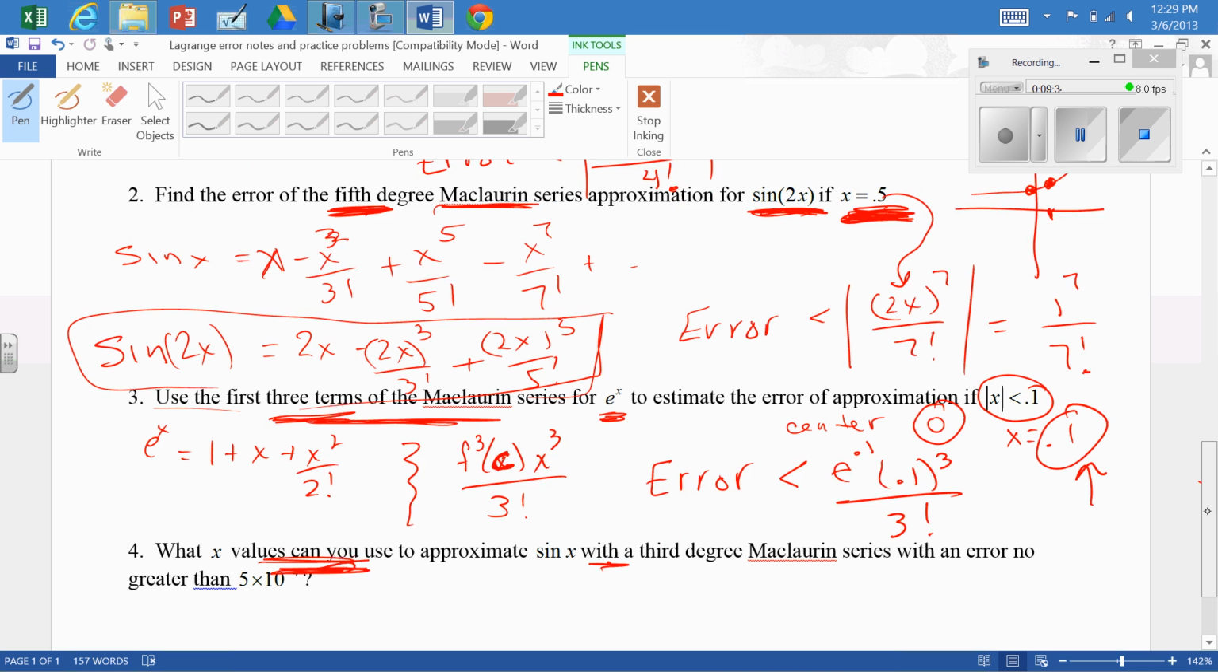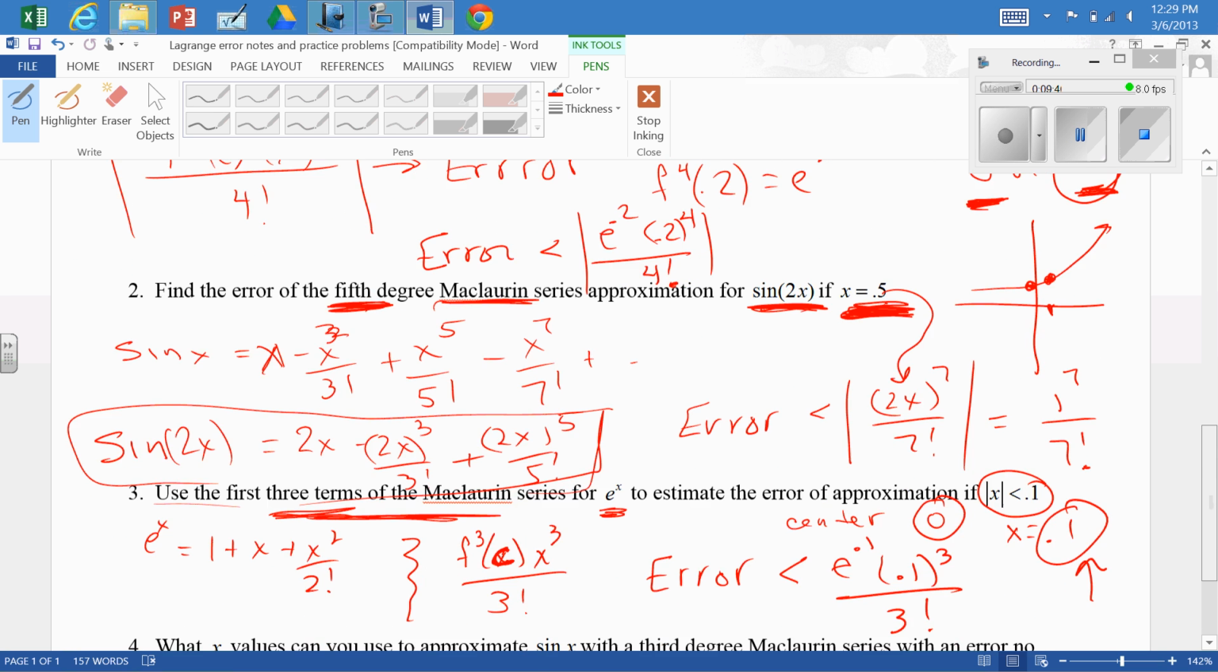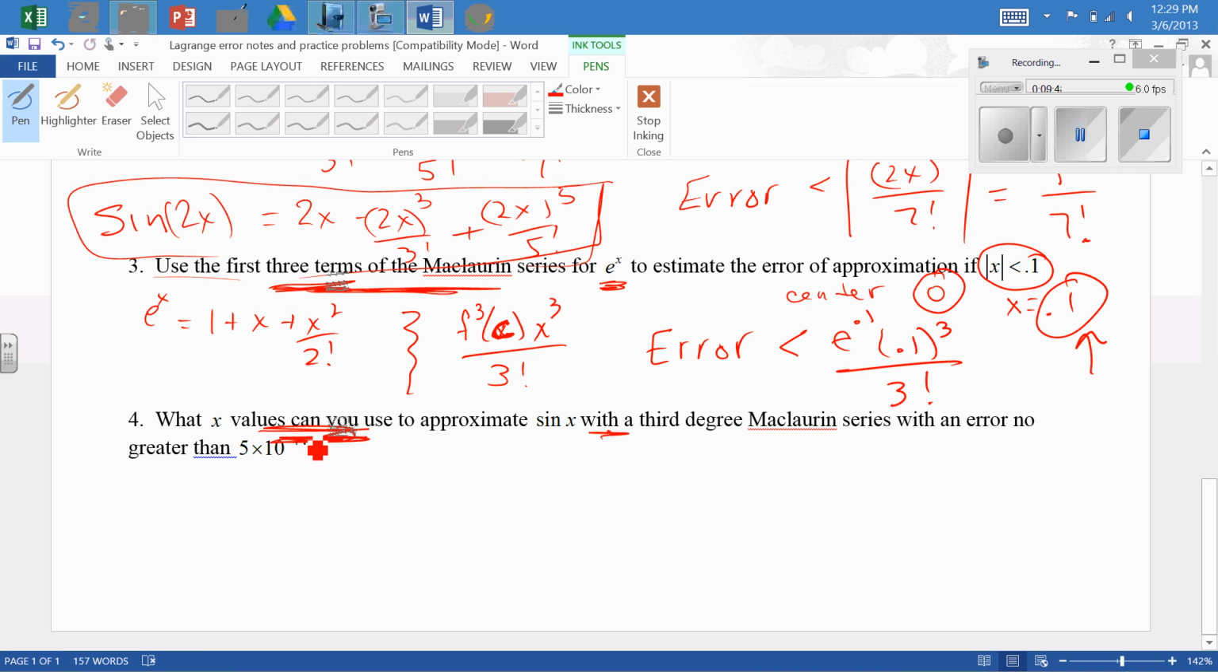Okay, this next one, we are going to approximate sine x with a 3rd degree Maclaurin series. This is a little bit different because they want the error to be no larger than this number. So my error is no bigger than that guy.